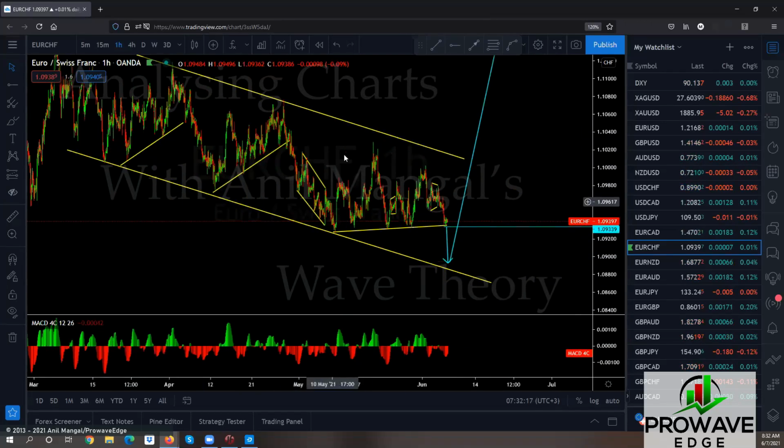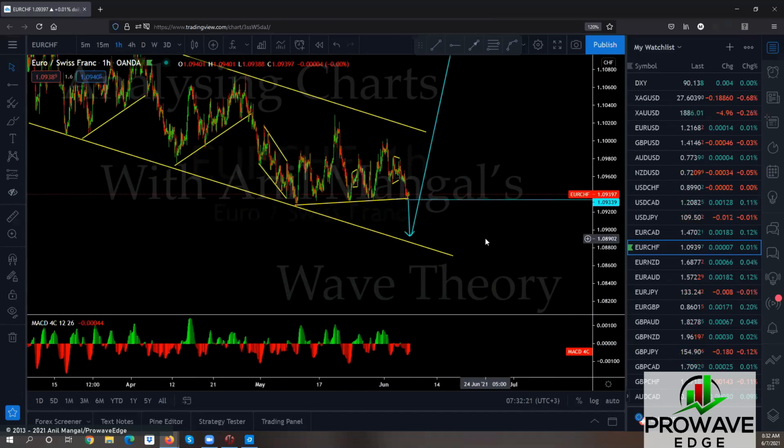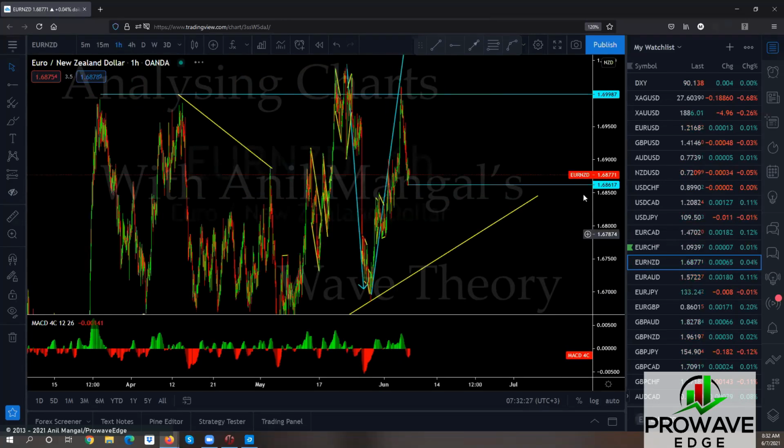So after 1, 2, 3, 4, 5, you get a flat, you can literally break through the low. So we'll go with the trade and then we'll see what happens to it. Worst case, we're going to get break even. Don't worry about that. Euro New Zealand.